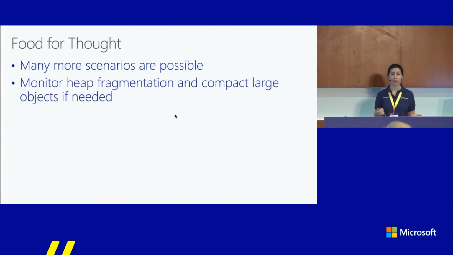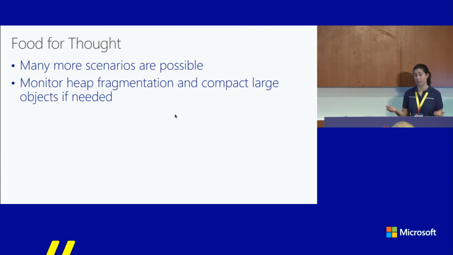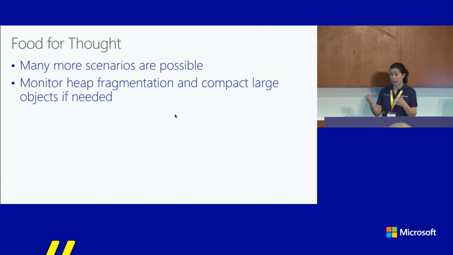You could monitor for heap fragmentation because the CLR is not going to compact the large object heap for you because it takes a lot of time. So unless you specifically call it, it's just going to stay the way it is. And so if you monitor, for example, the heap fragmentation, you can make an educated decision on whether you want to call a large object heap compaction or not. So that's an interesting idea.